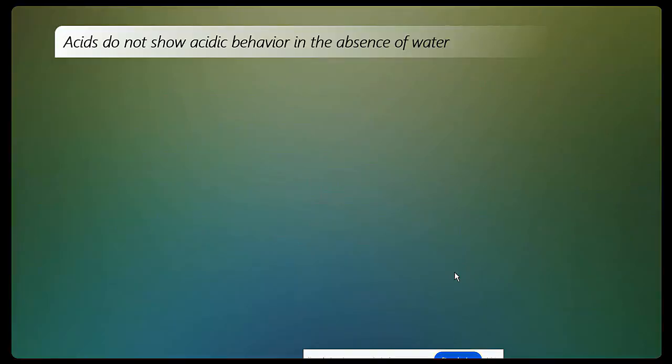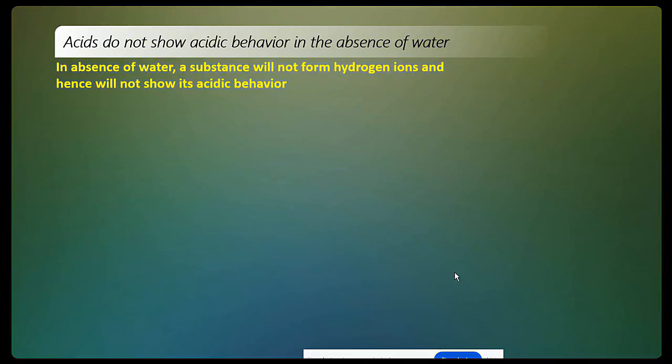Acids do not show acidic behavior in the absence of water. It means here is an activity where dry HCl gas comes out. So what happens if you have dry litmus paper? There is no change in color of the litmus paper. But if you take wet litmus paper, it shows its acidic nature. We'll see that activity as well. In the absence of water, a substance will not form hydrogen ions and hence will not show its acidic behavior.